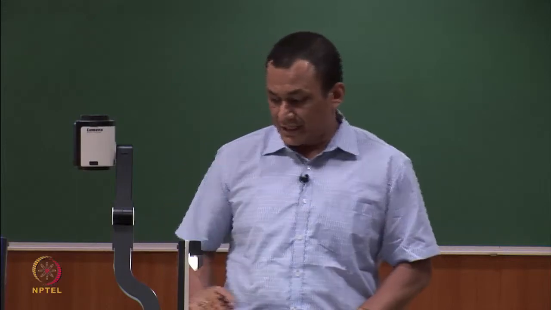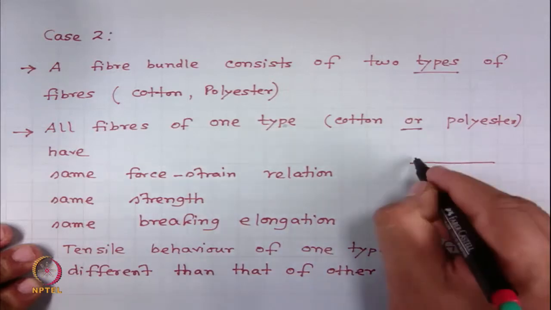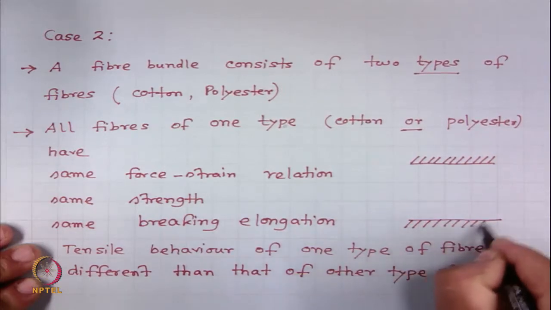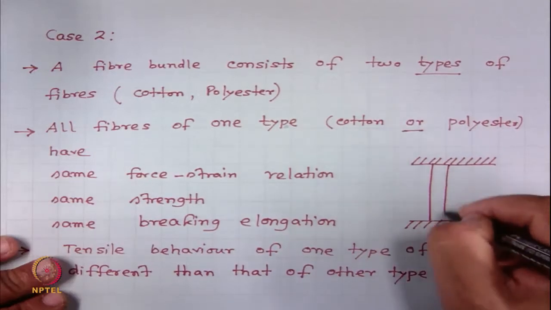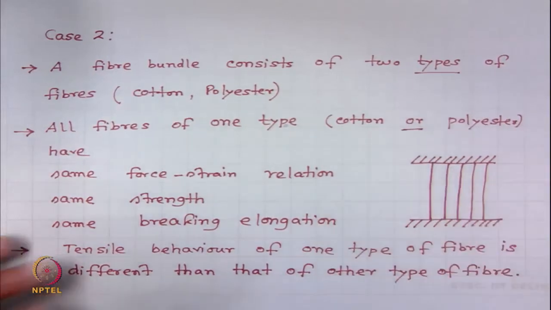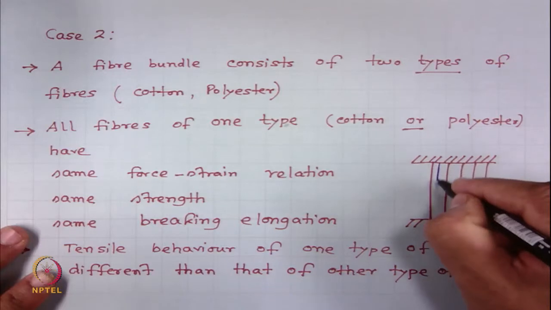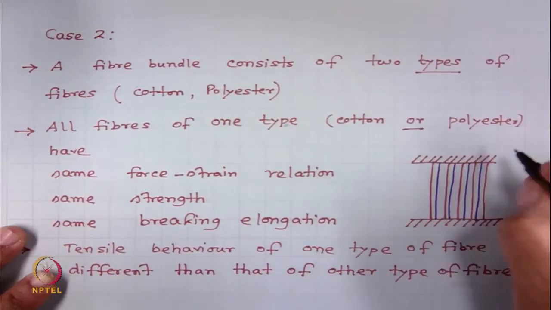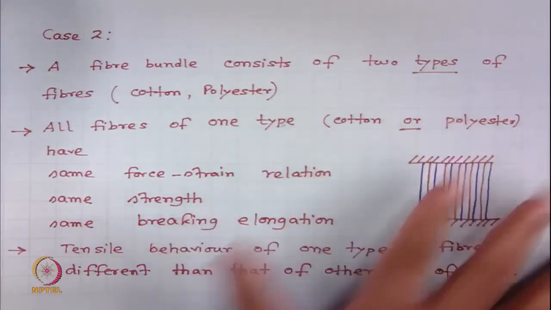So, now you will consider such a bundle of fibers. It will be something like this. Suppose this is the upper jaw of a tensile tester, and this is the bottom jaw of the same tensile tester. Now, if I have one type of fiber, say red color, all straight, parallel to the axis of the bundle, then there will be another type, which we will indicate by blue color. Such is the bundle.